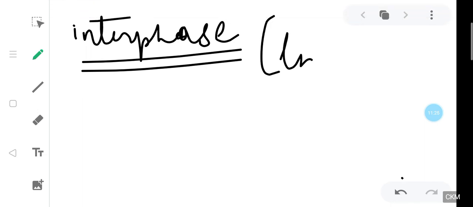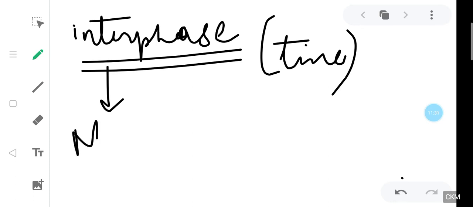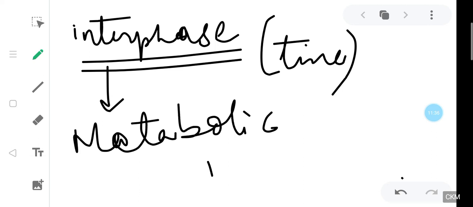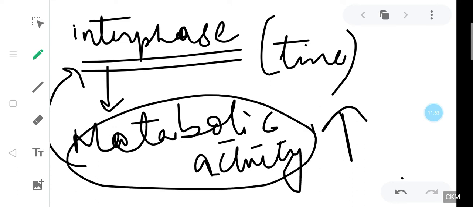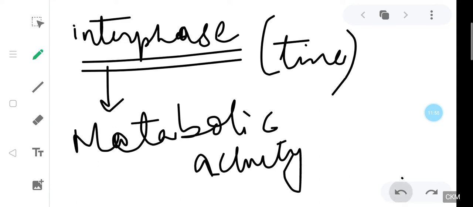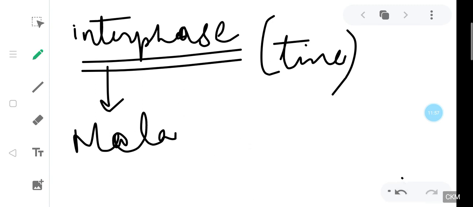In the interphase, as I told you before, it takes too much time. The reason is that in interphase, the cell's metabolic activity is too high. Well, what is happening in the interphase? The cell prepares itself for the cell division and the metabolic activity in that case is too high. In the interphase, what does the cell actually do?